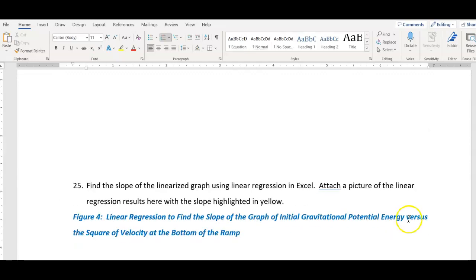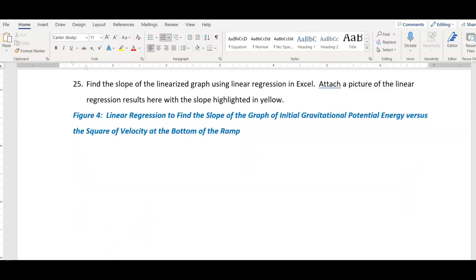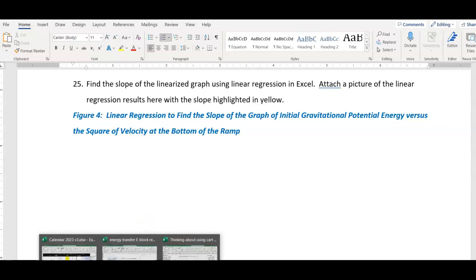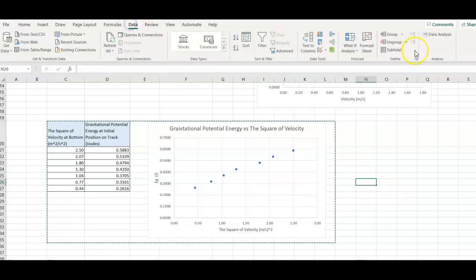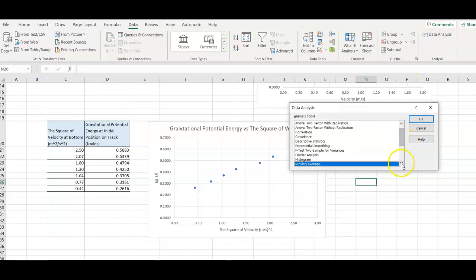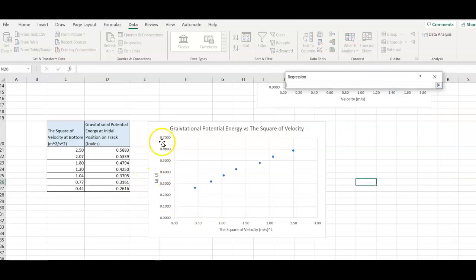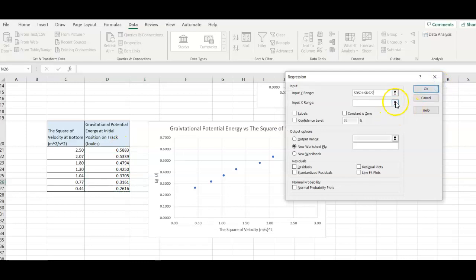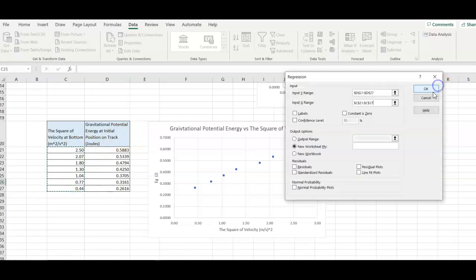So now we need to find the slope of that linearized graph so that we can write a physics equation. And so I'm going to just do linear regression on this linearized graph. So I'll go to Data, Data Analysis, find the regression. First, I put in the gravitational potential energy cells because that's on the y-axis. Then I'll put in the square velocity because that's on the x-axis. I do want to get residual plots and line fit plots. I'll say OK.